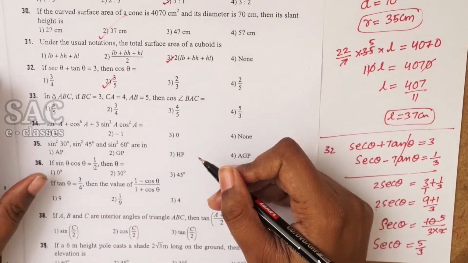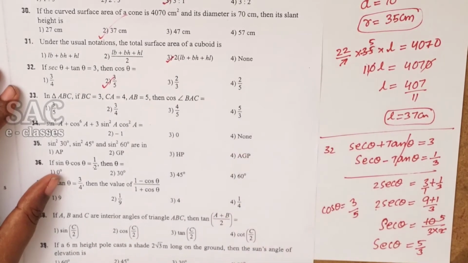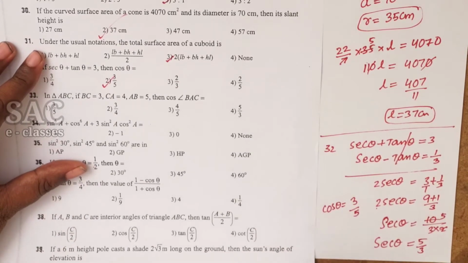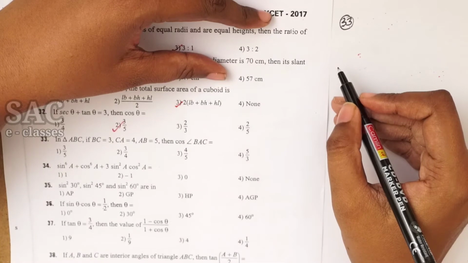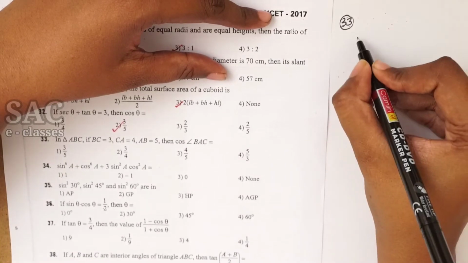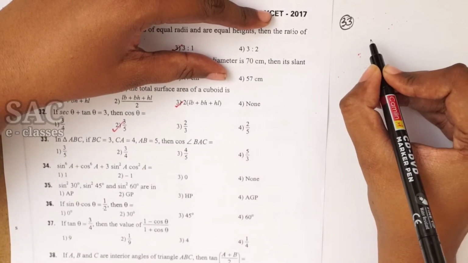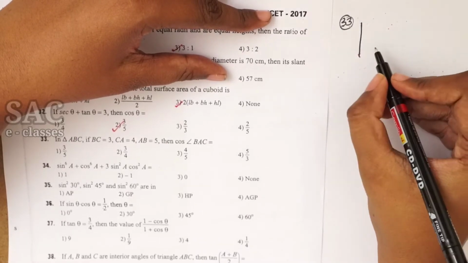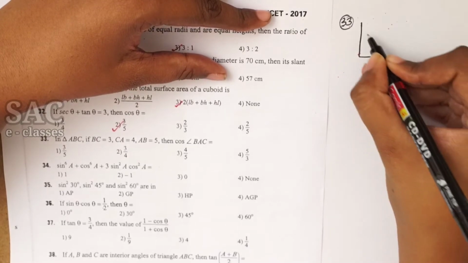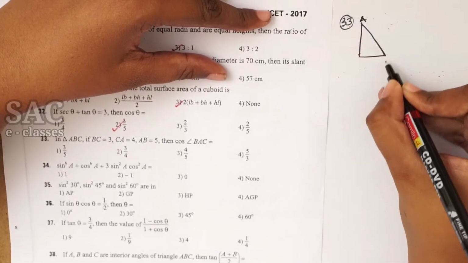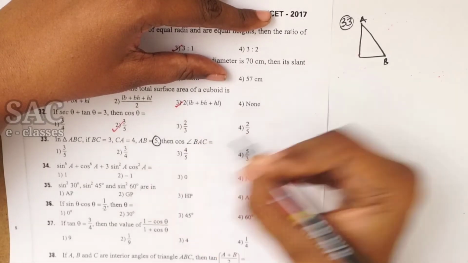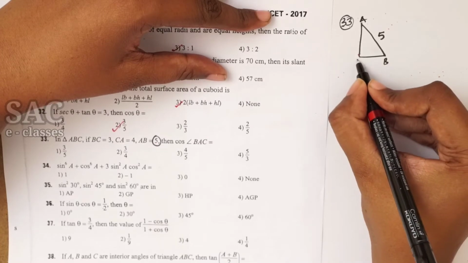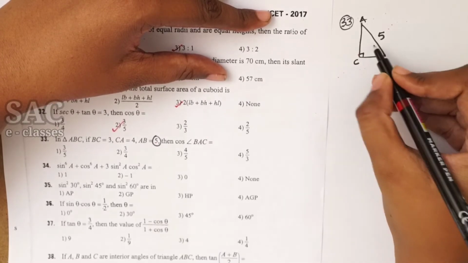Coming to the next, in triangle ABC, BC equal to 3, CA equal to 4 and AB equal to 5. Then what is cos of BAC? Look at problem number 33. In triangle ABC, BC is 3, CA is 4 and AB value is 5. Clearly, these are the sides of a right angle triangle, and here AB is the hypotenuse, as 5 is the largest one, and C is the right angle.